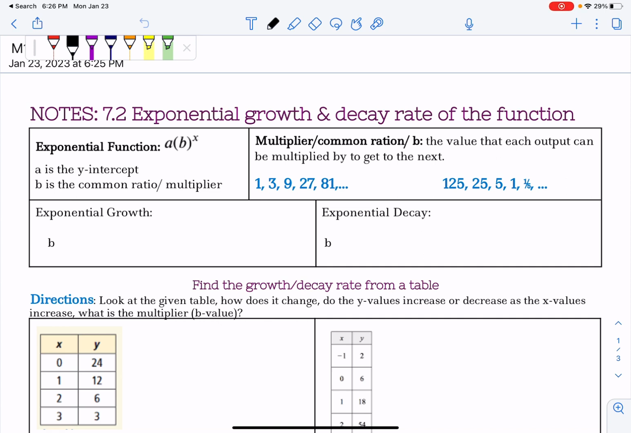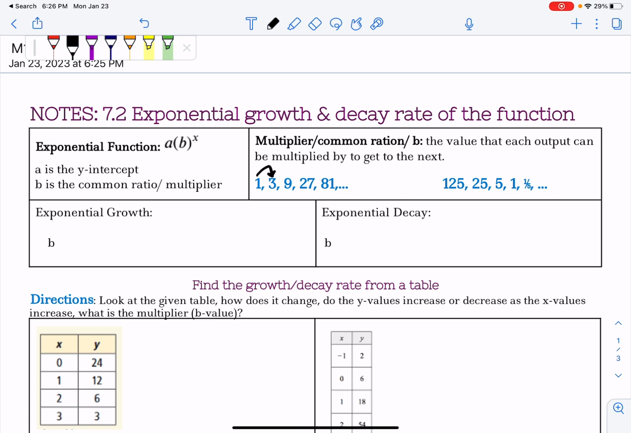Hey guys, so today we're going to talk about exponential growth and decay and finding the rate or the common ratio, the multiplier that tells us how we're getting from one number to the next in our pattern, in an exponential pattern to be specific. So we're asking ourselves essentially, how do we get from 1 to 3 using multiplication?